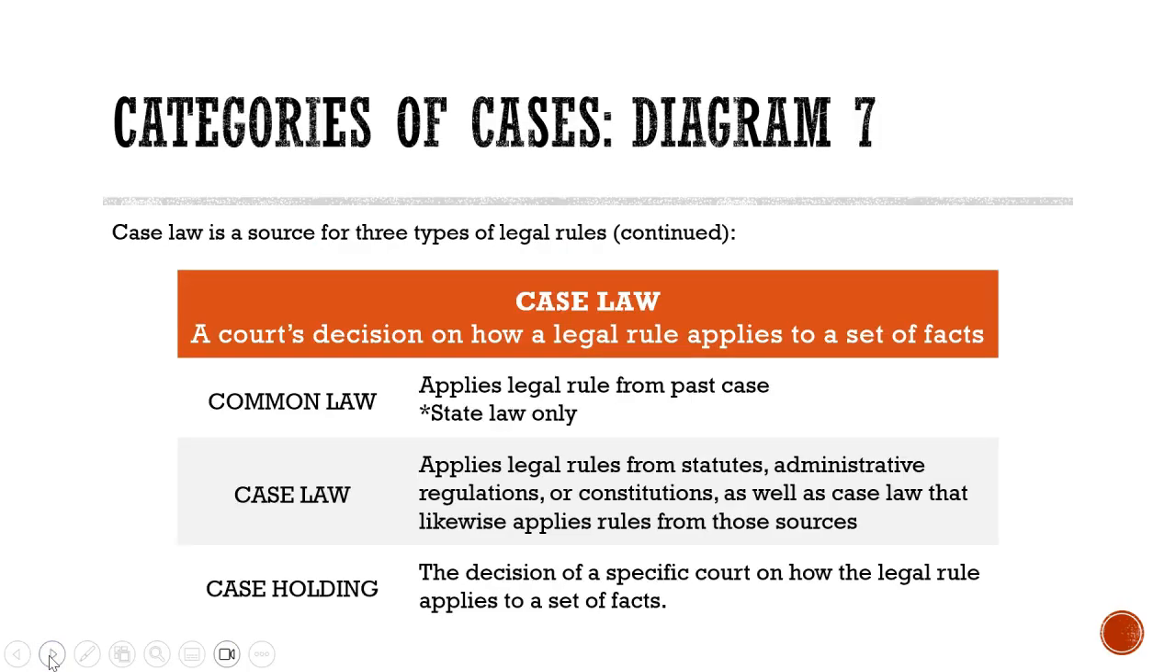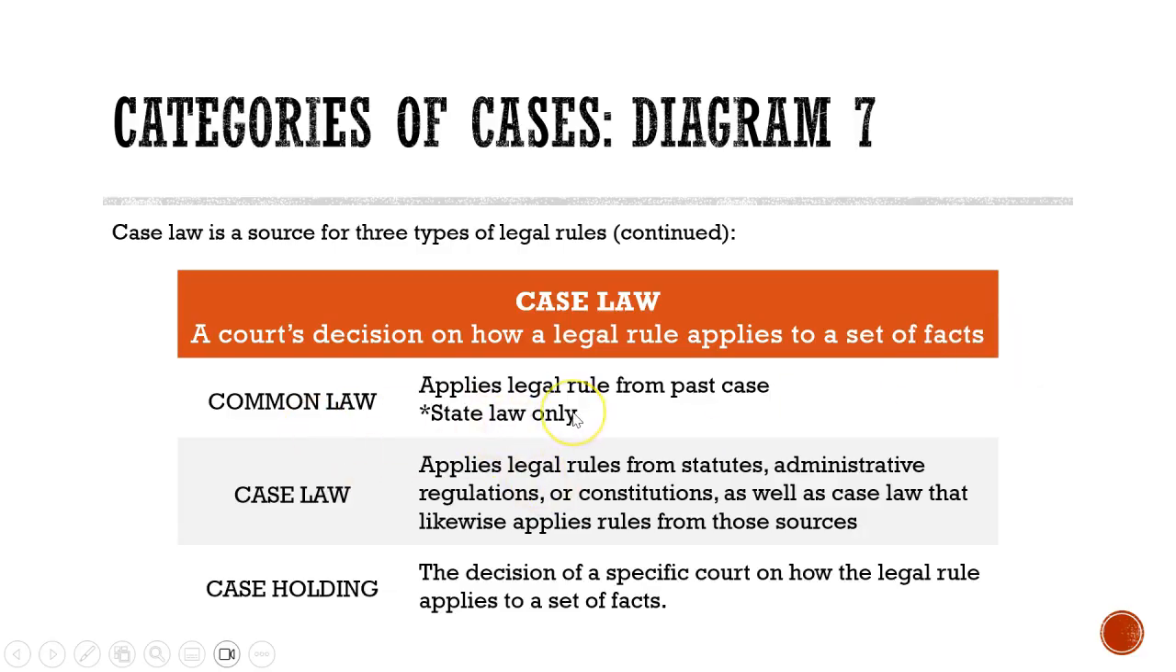This is the second slide. This comes from diagram 7 of our textbook. And again, I just reiterate, there are 3 types of legal rules. I just went through those, but I wanted to do this little exhibit. A court's decision on how a legal rule applies to a set of facts.